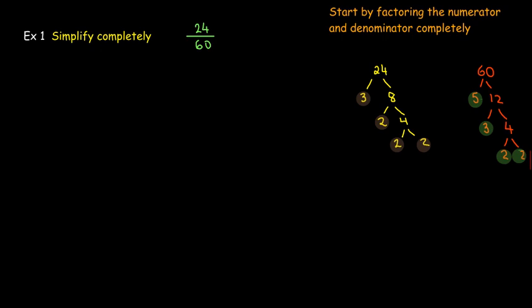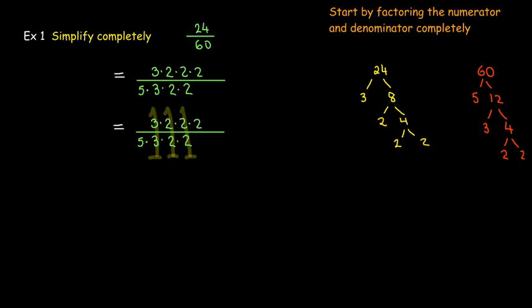So now look at how I wrote these. 24 is 3 times 2 times 2 times 2. And 60 has 5 times 3 times 2 times 2. So I am putting the common factors, common to both factorizations, underneath each other. Why? Because then I can see that this is 3 over 3, that's a form of 1. 2 over 2 is a form of 1, and 2 over 2 is another form of 1. And so I can write a big 1 over those to remind myself that's multiplication by 1.